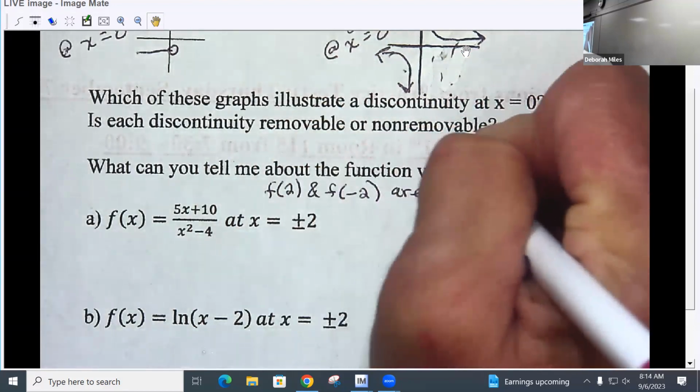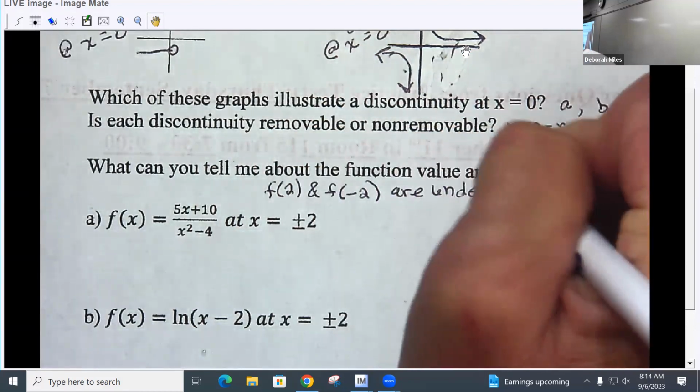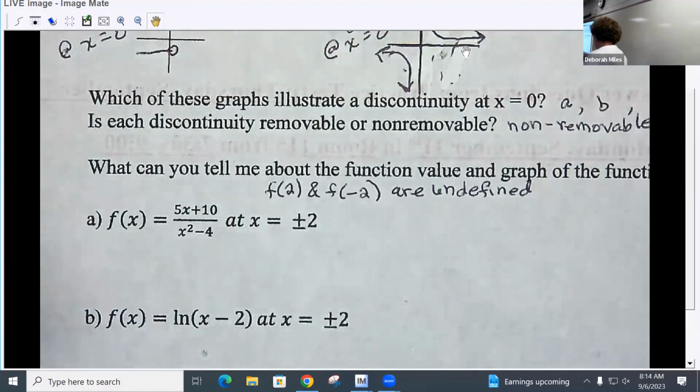That's one thing that we could say. Undefined would mean either there's a hole in the graph or some big hop, skip, or jump in the graph. Something is going on at 2 and -2 that makes that function undefined. So how can we talk about specifically whether or not the limit exists at, let's say, x equals +2?